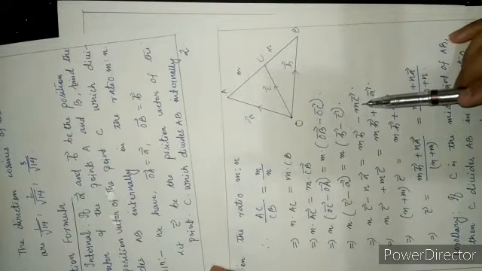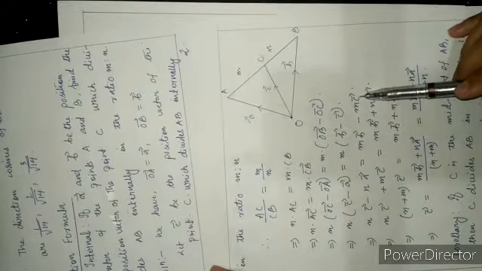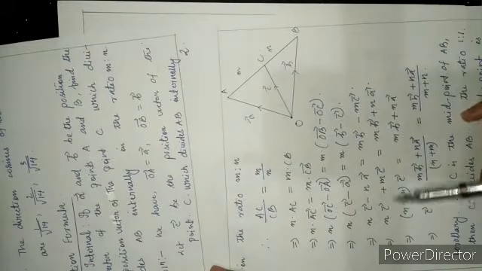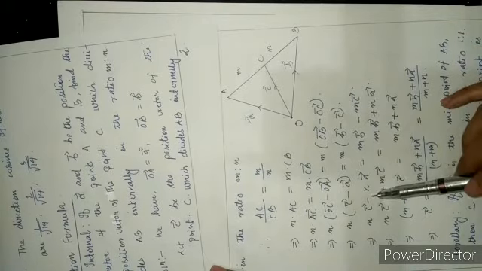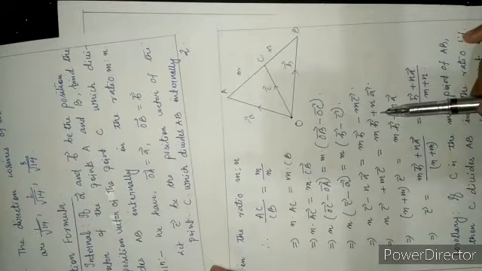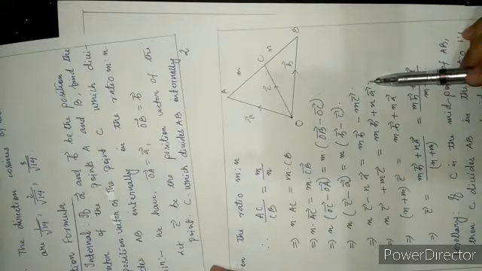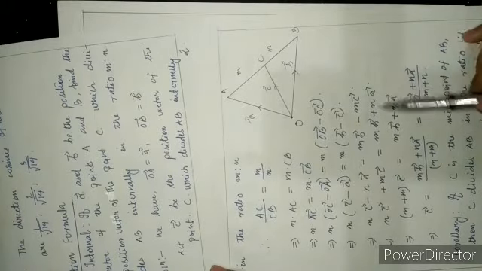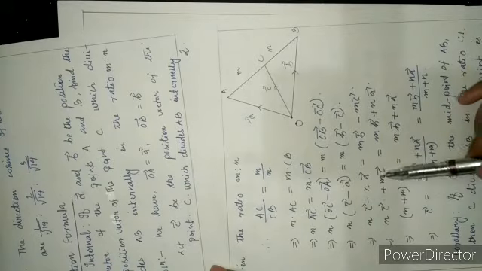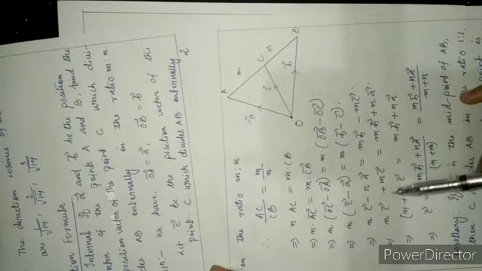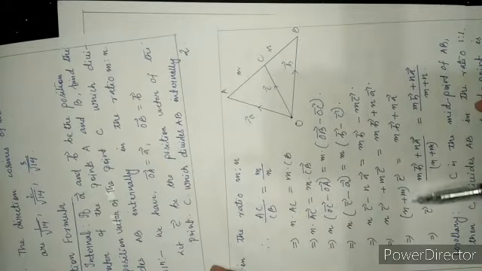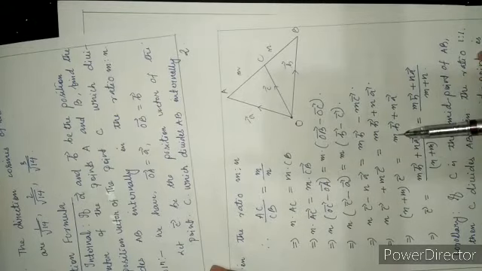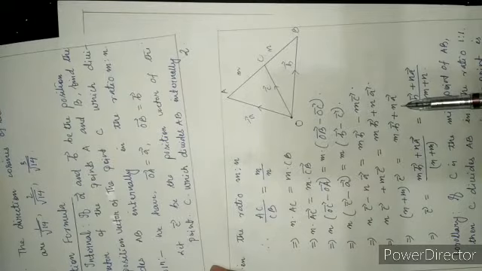Here we are going to find the position vector of this point C. So transpose this m c vector from right hand side to left hand side, and transpose minus n a vector from left hand side to right hand side. It should be n c vector plus m c vector equals m b vector plus n a vector. Taking c common from the first and second term, we have (n plus m) c vector equals m b vector plus n a vector.